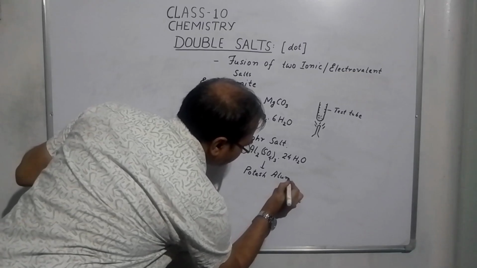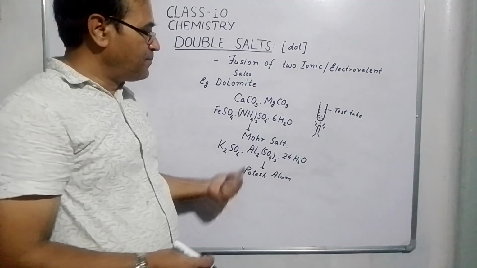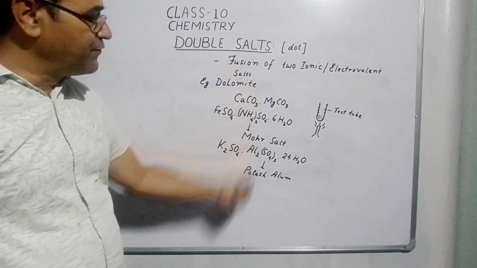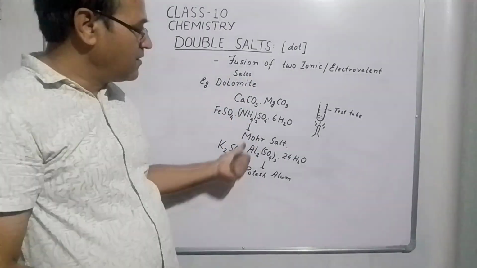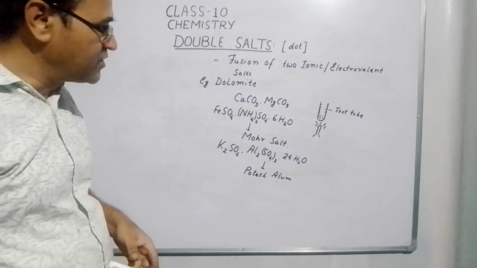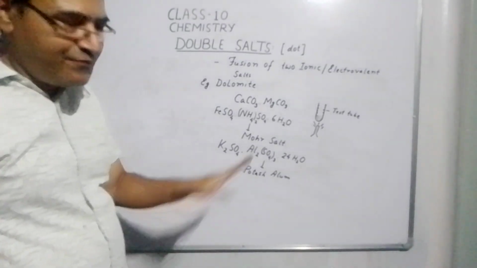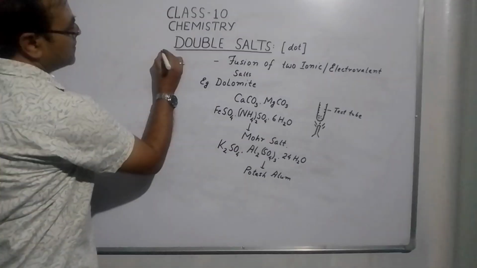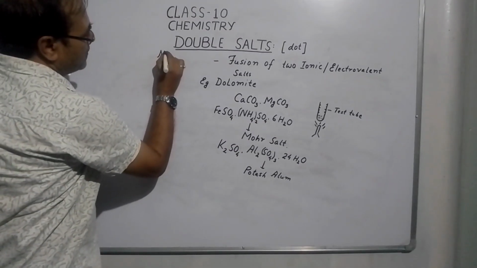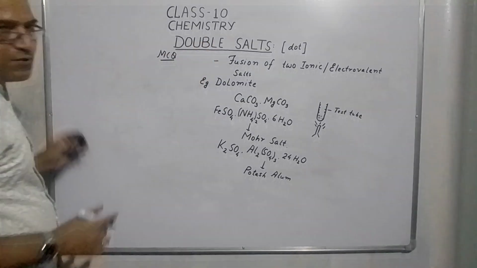In MCQ, they might ask you. They may give you in the option, predict the following. They will give you mini, Dolomite, Mohr salt, potash alum. You have to tell which of the options is true. So this is from the examination point of view and very important for MCQ. You have to remember the chemical composition of this double salt.